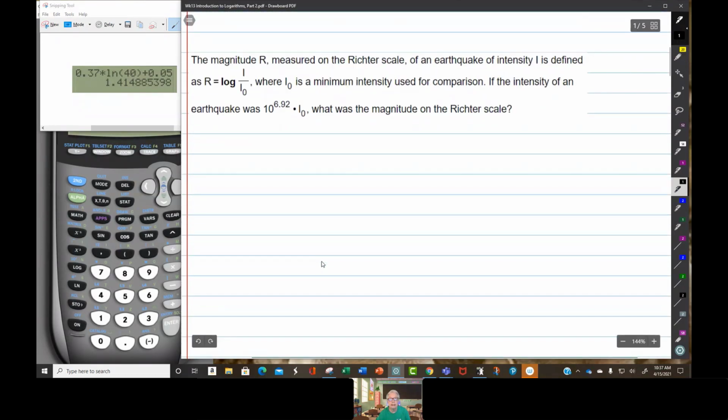Now, this is the most famous use of logarithms. Okay, in this case, log base 10. The magnitude on the Richter scale of an earthquake. I've recently found out, I guess I was behind the times, we don't use the Richter scale anymore. Geologists don't use the Richter scale. I don't know what scale they do use, but they don't use the Richter scale. Okay, but we're learning about it anyway.